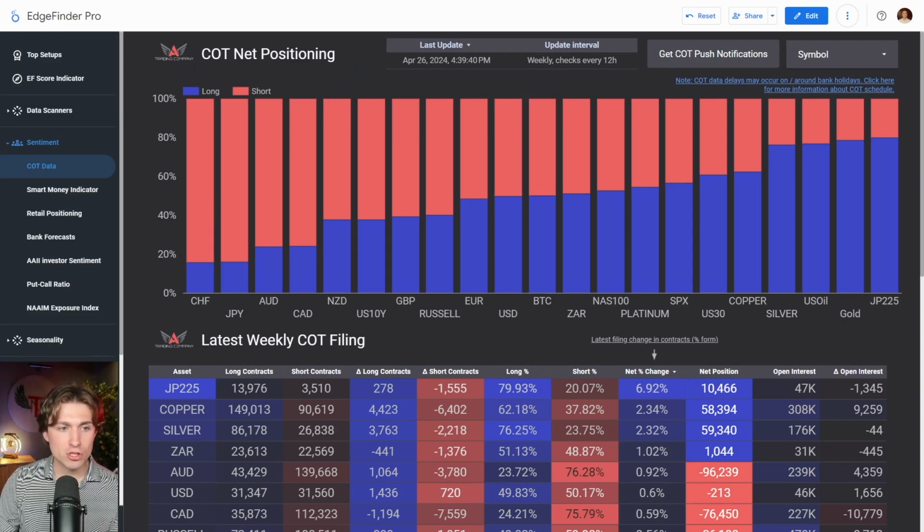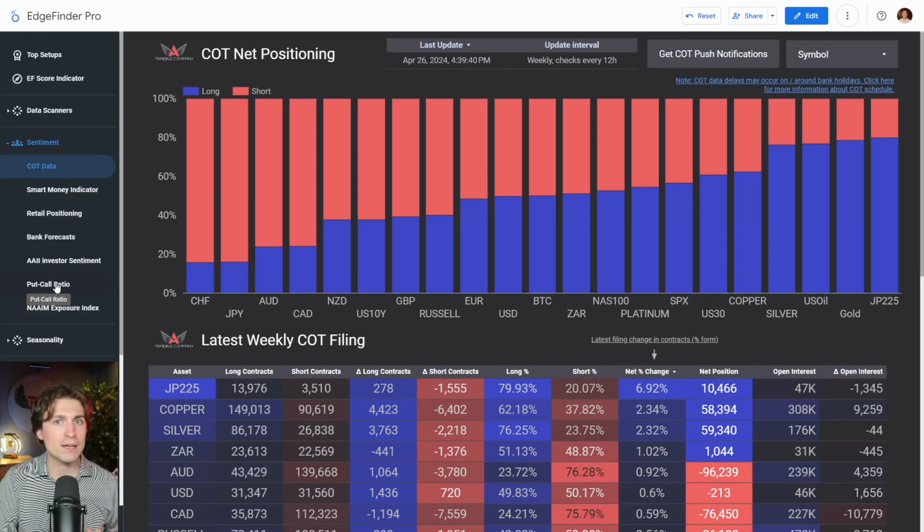This net positioning chart shows you the overall exposure, proportionally long or short, in terms of contracts currently held by institutional money. The Commitment of Traders data is a weekly report, and there are some caveats to it. We get Tuesday's data every Friday. So trading up to Tuesday gets reported on Friday, so there's a bit of a delay here.